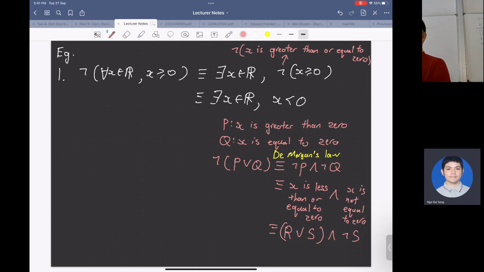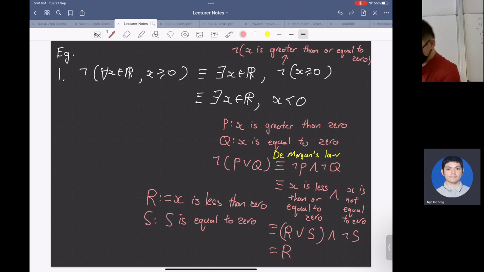Yes or no? And then what do you get? You get R. Why do you get R? Okay, for those who are wondering, let me write it out. x is less than 0, x is equal to 0. Is it R? I don't know. Is it R?